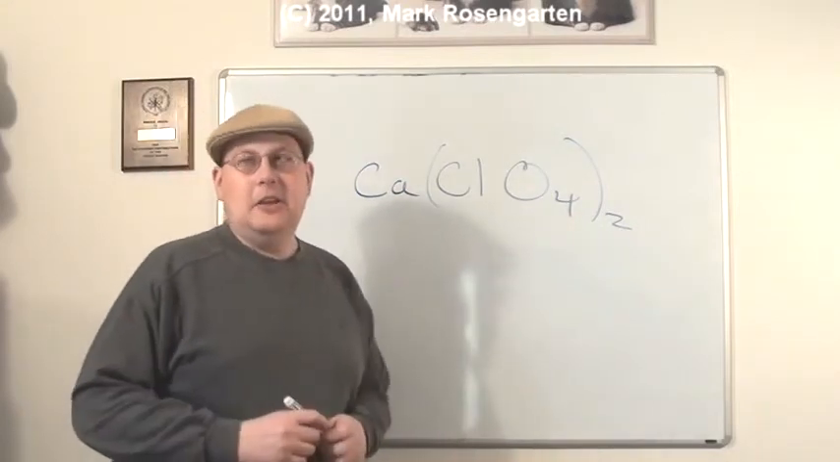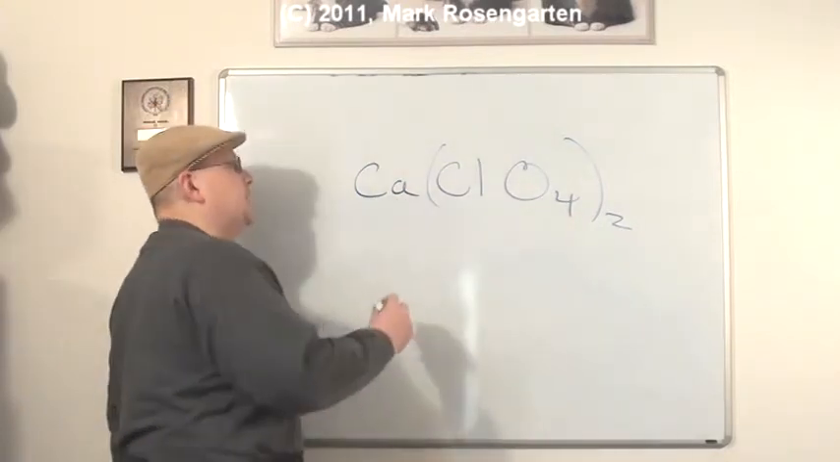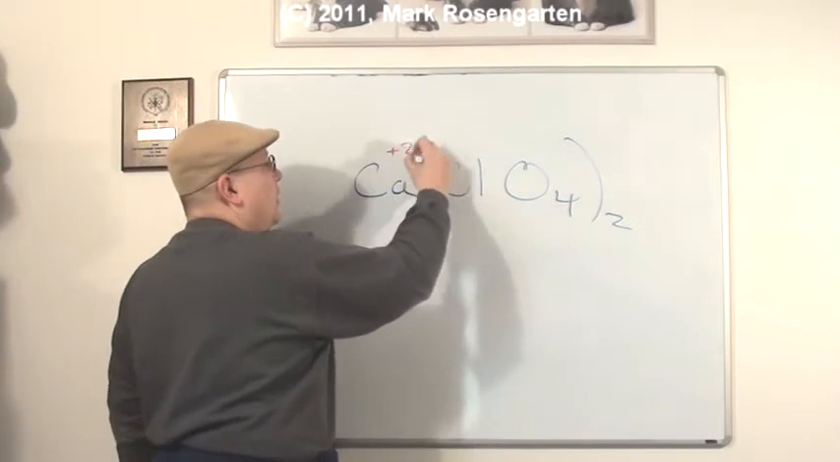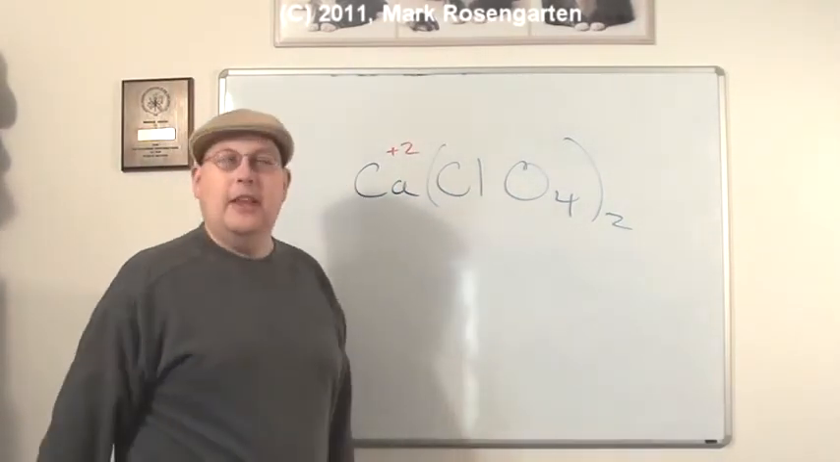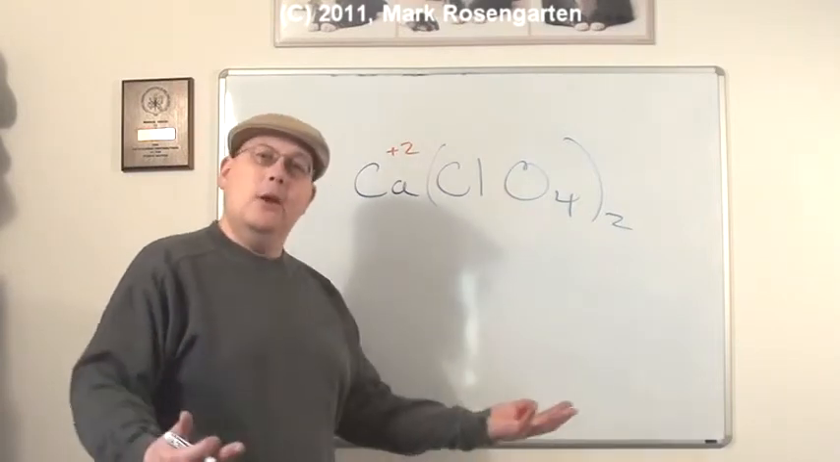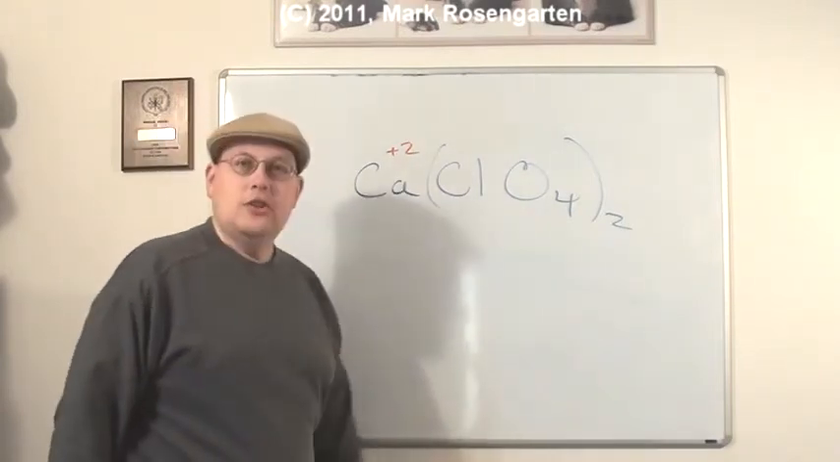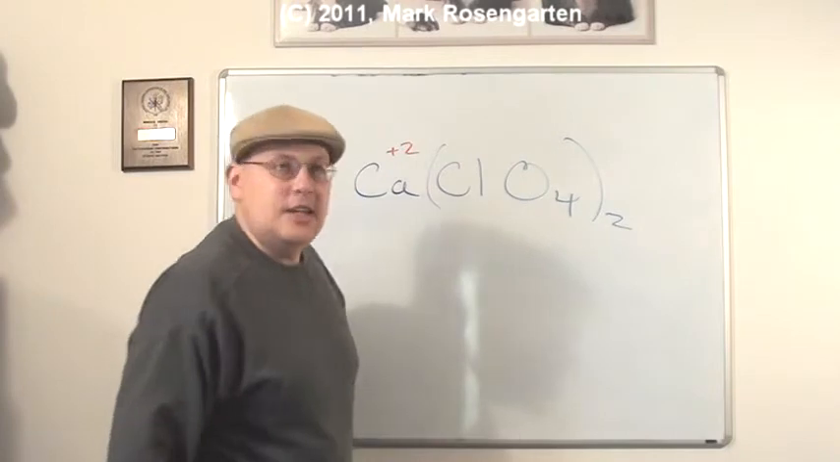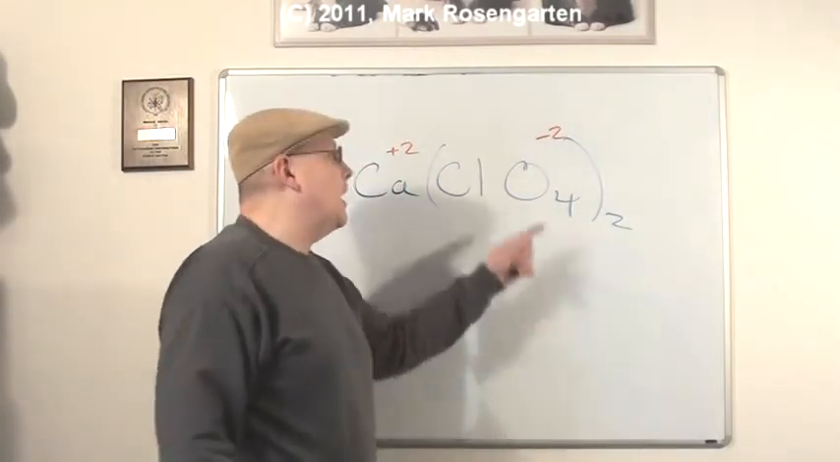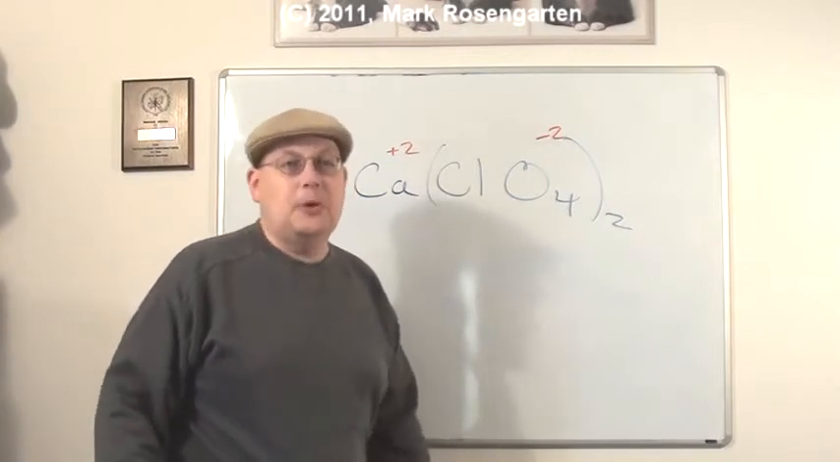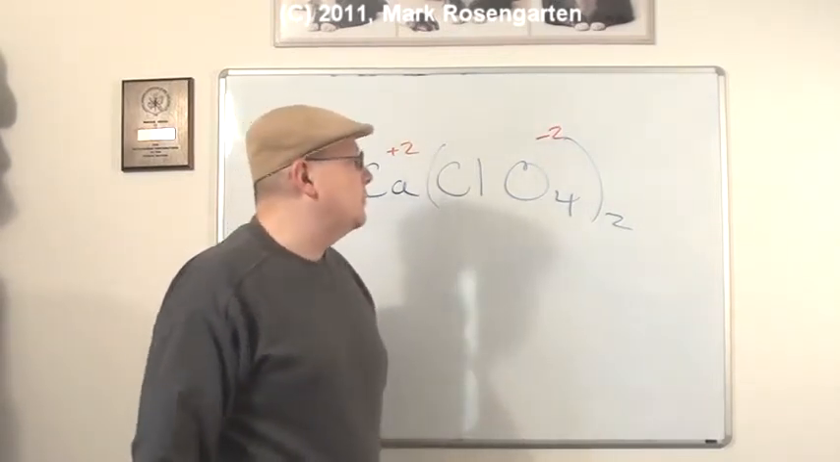Now it's easy to take a look on the periodic table and find calcium's charge is +2. That's the only oxidation state that calcium has. It's got 2 valence electrons. The only thing it can do is lose them. So +2 charge. Oxygen has an oxidation number of -2, unless it's part of the peroxide ion or the superoxide ion, in which case it's a different charge.